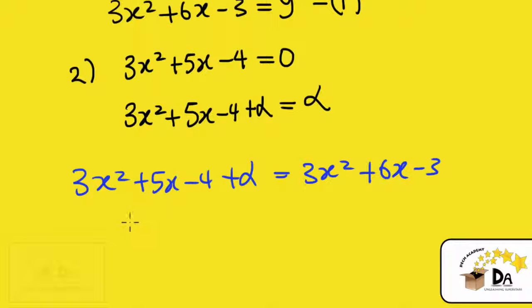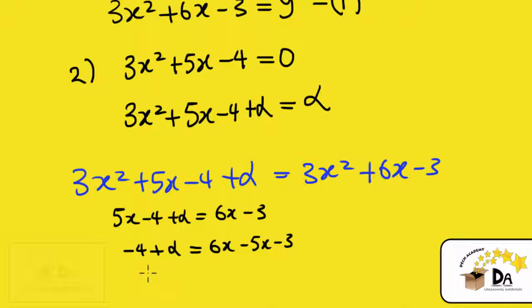So we simplify, make alpha the subject of the formula because we're looking for alpha now. So I'm going to subtract 3x squared from both sides, and that gives 5x minus 4 plus alpha equals 6x minus 3. Next I'm going to subtract 5x from both sides. That gives alpha minus 4 equals 6x minus 5x minus 3. Next I'm going to add 4 to both sides, and it gives alpha is equal to 6x minus 5x minus 3 plus 4, which gives alpha is equal to x plus 1.